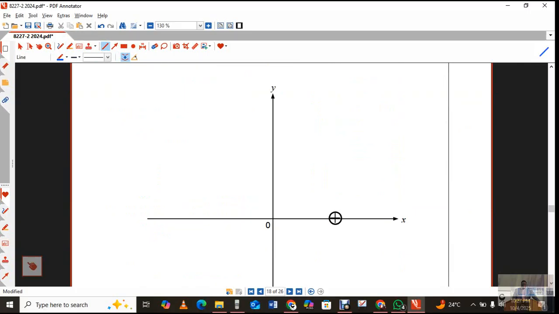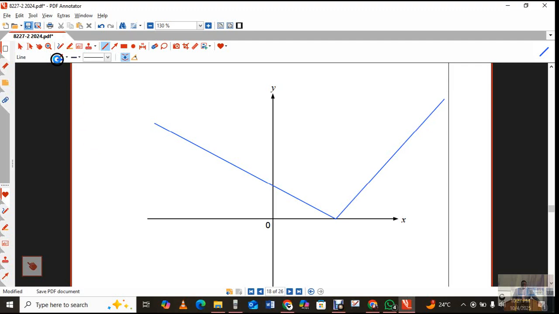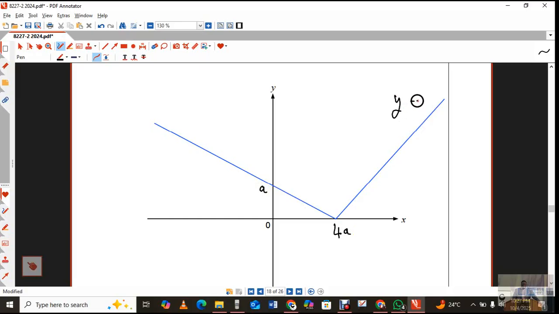If I have to draw it here like so, and this one is going to be a reflection of that this way. Right. What I said, the vertex here is 4a, and that is a. So this is the graph of y equals 1 over 4x minus a. That's the absolute value graph, the blue one.